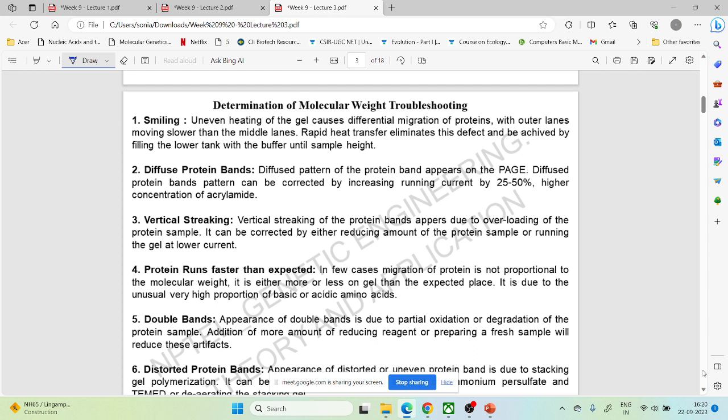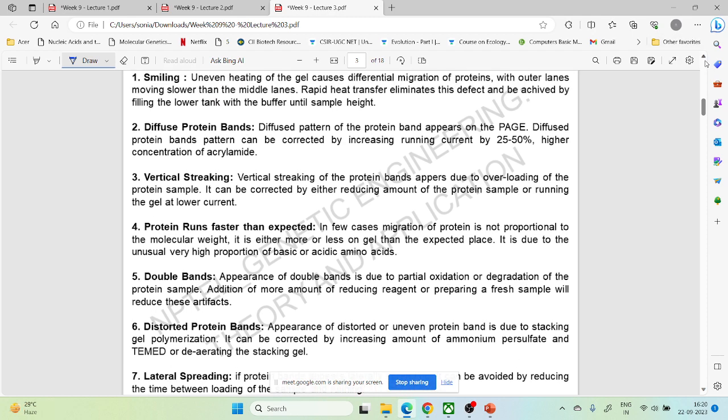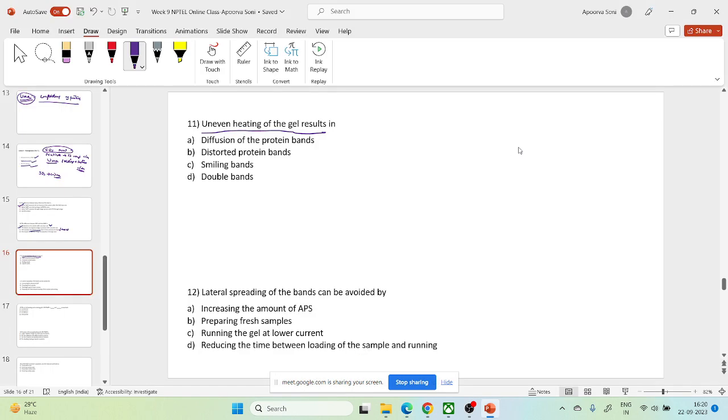But uneven heating results in smiling bands. So here you can see that these are actually the troubleshooting. So the answer is smiling bands and not distorted protein bands. So uneven heating of the gel causes differential migration of the proteins. So what happens is uneven heating of the gel.